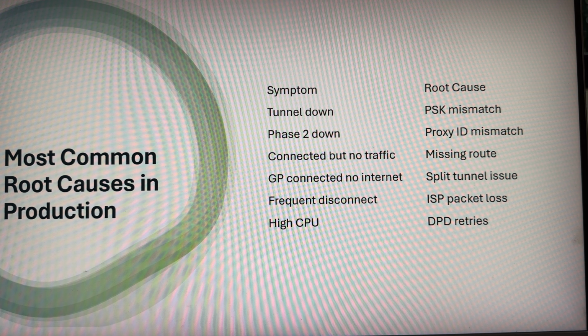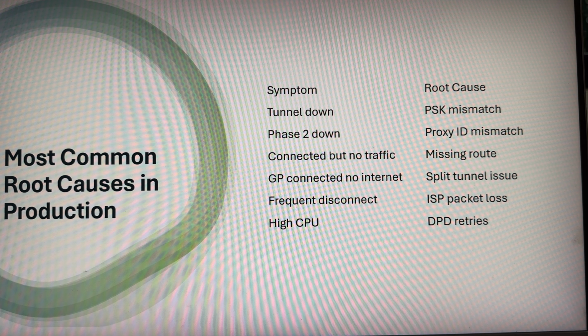Most common root causes in production. Symptoms and root causes: tunnel down, PSK mismatch, phase 2 down, proxy ID mismatch, connected but no traffic, missing route, GP connected but no internet, split tunnel issue, frequent disconnect, ISP packet loss, high CPU, DPD retries.